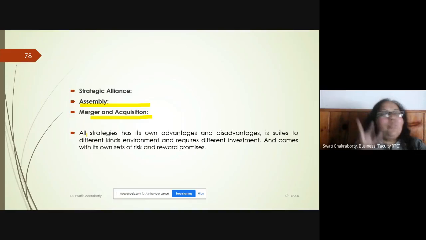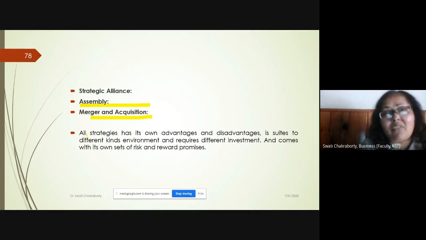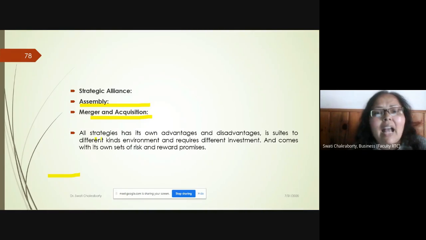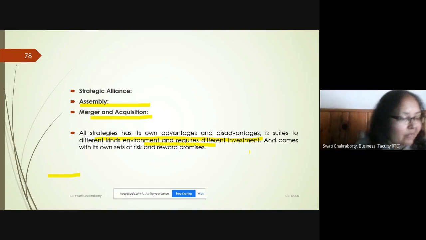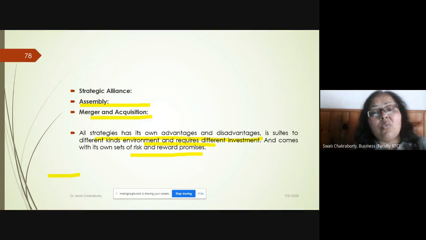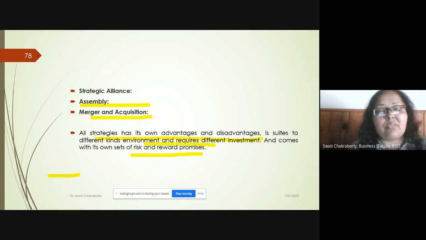Mergers is when two businesses actually merge together to become a holding company. It becomes easier. Acquisition is, in other words, takeover. Some companies are not doing well in a foreign nation, so you enter the market by taking over. Now, all these strategies that we discuss here have their own advantages and disadvantages, right? It depends on the kinds of environment we are talking about, and it requires different investment. So there are always their own sets of risks and rewards.